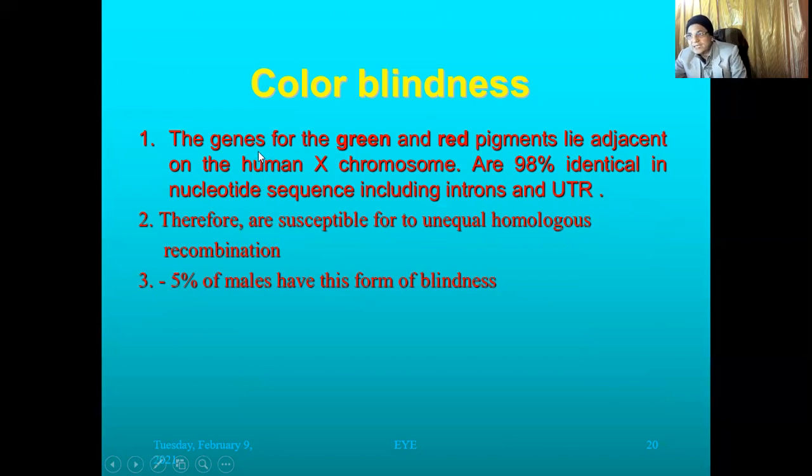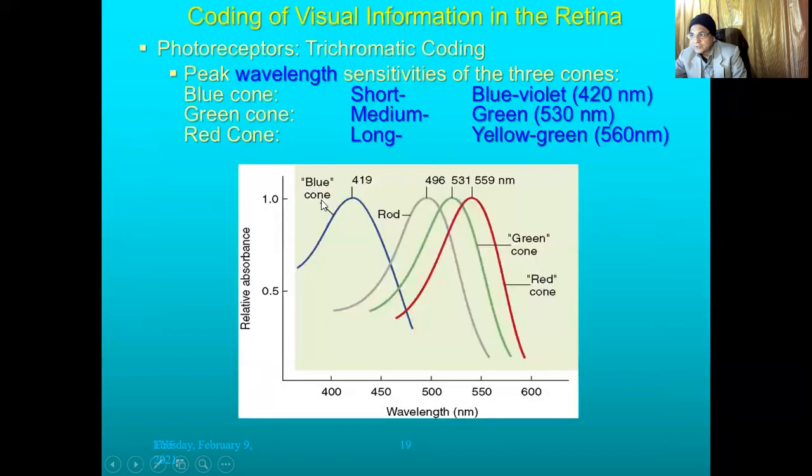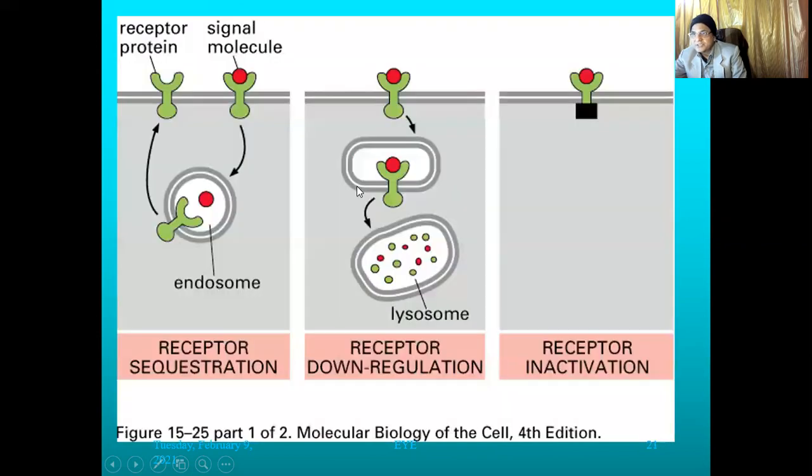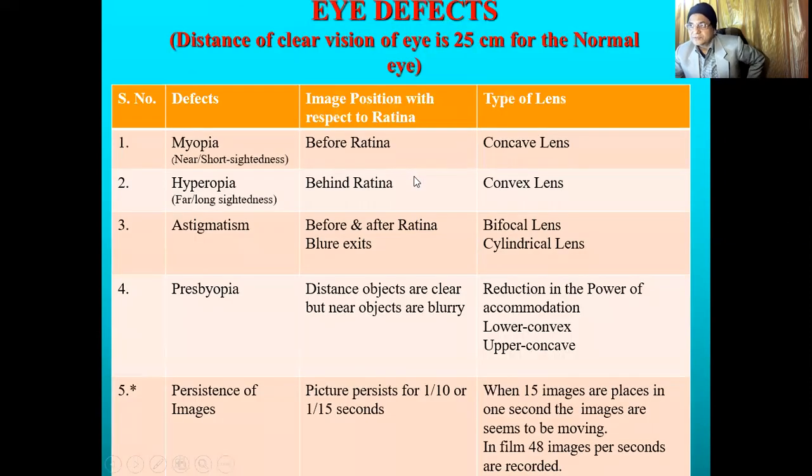So what is blindness? There are green and red pigments lying adjacent. What must be there? Green and this red. And here the green and red light adjustment in the chromosome is such that it cannot be detected. And here the receptor is inactive, here the receptor is down regulated, and this is the receptor sequence size. This is for the molecular part to be discussed.